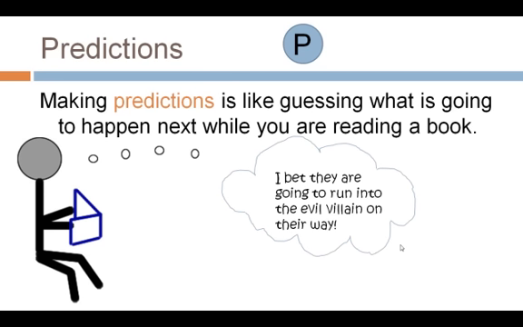We need to make sure that our predictions are realistic, that if we're reading a book about monkeys, we're not going to guess anything about another type of animal invading, because that wouldn't really make sense to what we're reading.